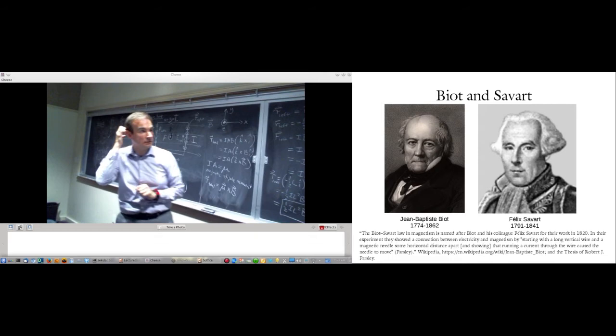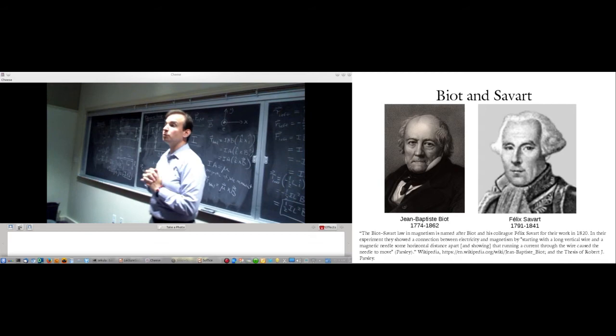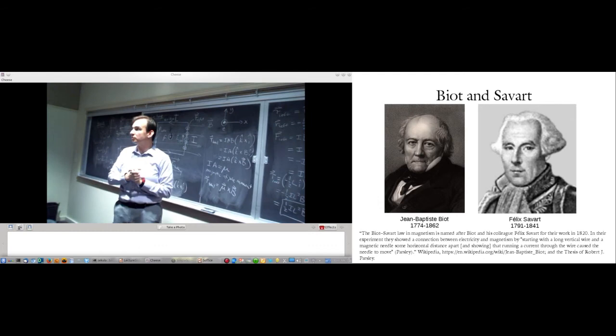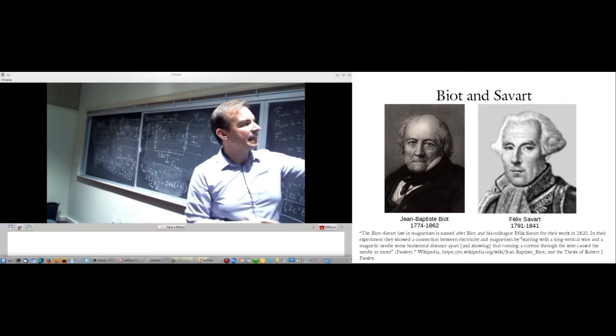In 1820, the year that Oersted published his results, Savart and Biot did their research with compass needles and currents to figure out the rule for having a current in some length of wire and getting some resulting magnetic field from that. They figured out the mathematical relationship. So they worked together in about 1820 and came up with this thing we now call the Biot-Savart law.